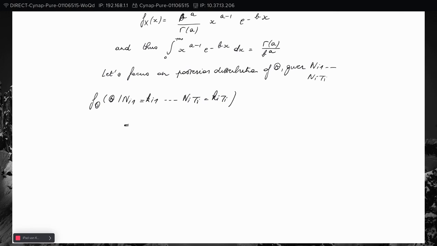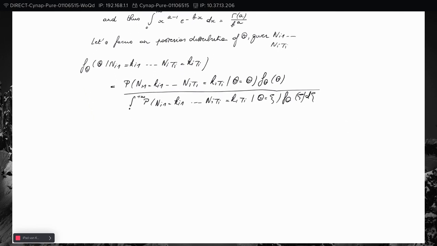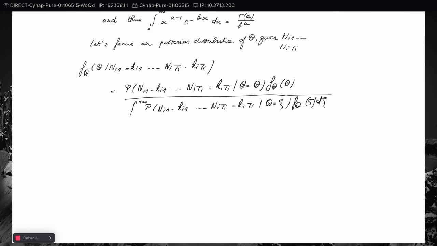And using the same kind of reasoning as before, so given theta is theta, multiplied with the density of theta, and then this guy, where I'll have the integral expression, voilà. So what I can do now is use the independence of the N's and their Poisson distribution.